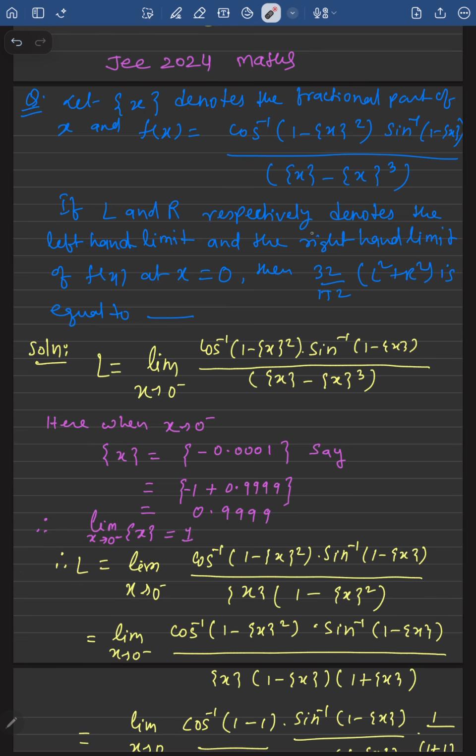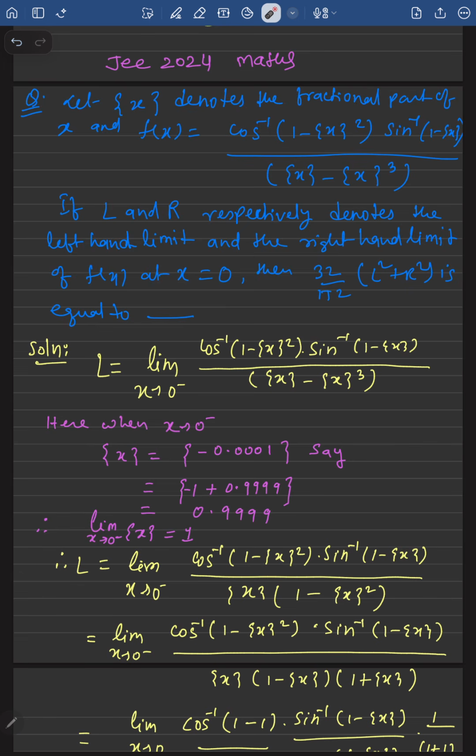If L and R respectively denote the left hand limit and the right hand limit of f(x) at x = 0, then (32/π²)(L² + R²) is equal to what? You have to find the value. Okay, so let us see how to proceed.